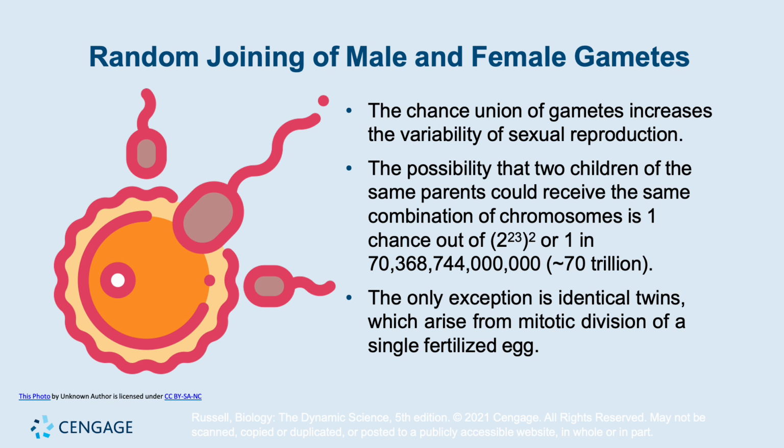So later on, we will discuss kung ano ba yung crossing over and how it contributes to the genetic variation or genetic variability. So yung only exception for this small probability is yung identical twins which arise from mitotic division of a single fertilized egg. Or yung sinasabi lang nito is that yung fertilized egg na isa ay nahati sa dalawa. Kaya nagkakaroon tayo ng identical twins.